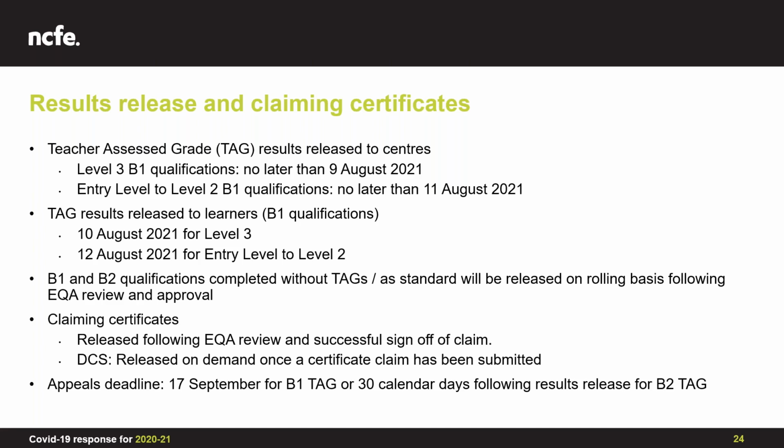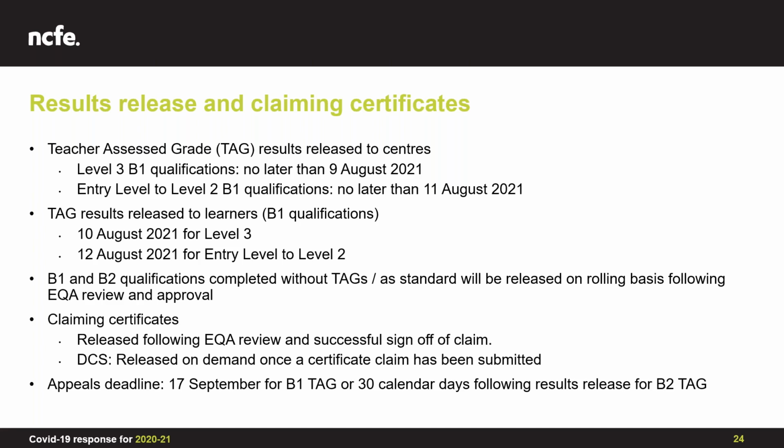If your centre has completed the B1 and B2 qualifications as standard or business as usual, in other words, without any tags, then the results will be released on a rolling basis following the EQA review process and approval. Centres will still need to make certificate claims, and once you've had a successful EQA review, these will be released once the EQA has signed off the claims. If your centre has DCS, then they'll be released on demand once the certificate claims have been submitted.